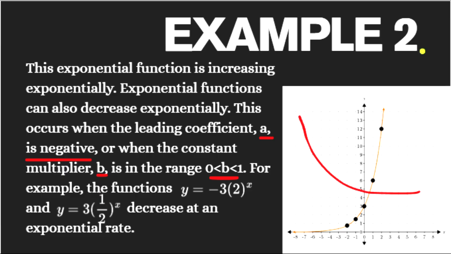For example, the functions y equals negative 3 times 2 raised to the power of x, that's a negative a, and y equals 3 times 1/2 to the x, that's when b is a percentage or a fraction, a decrease. Okay, so you might need that in your notes at some point. You don't need it necessarily for this quick check or practice, but it's probably a good thing to know.